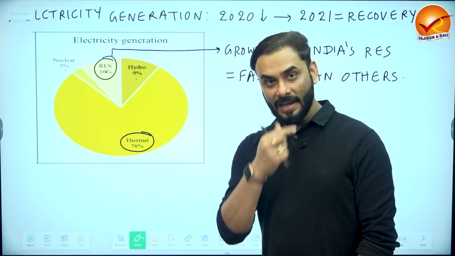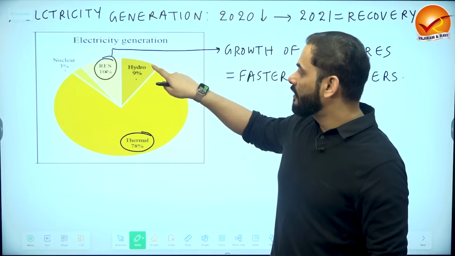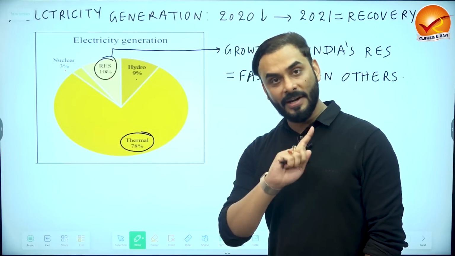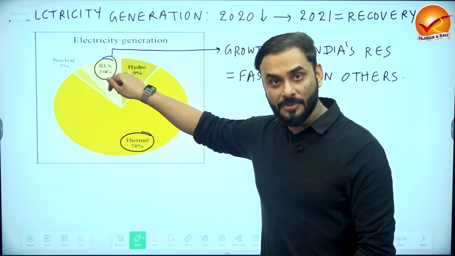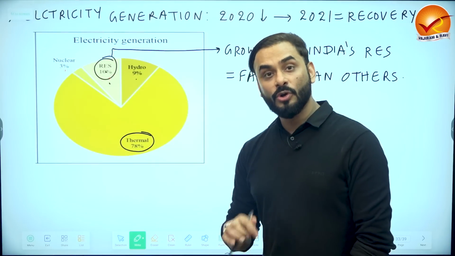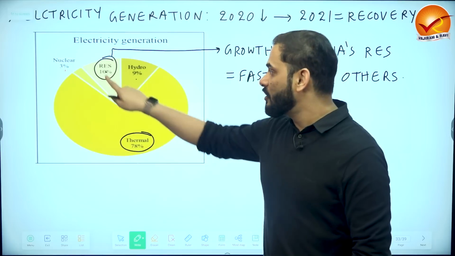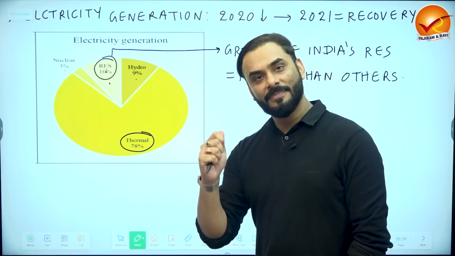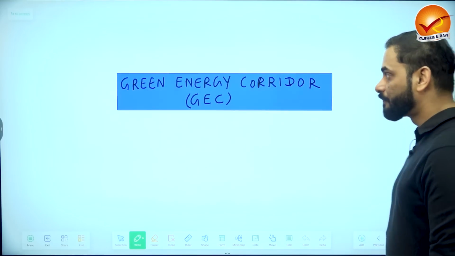So we generate electricity using different sources: nuclear, renewable energy, hydel power plants, and thermal energy. These are used to generate electricity in India. Growth in renewable energy is because of government's policies, and growth in electricity based on thermal power is also increasing in India. These two are pushing India's electricity generation potential. All right, you must remember this for prelims.